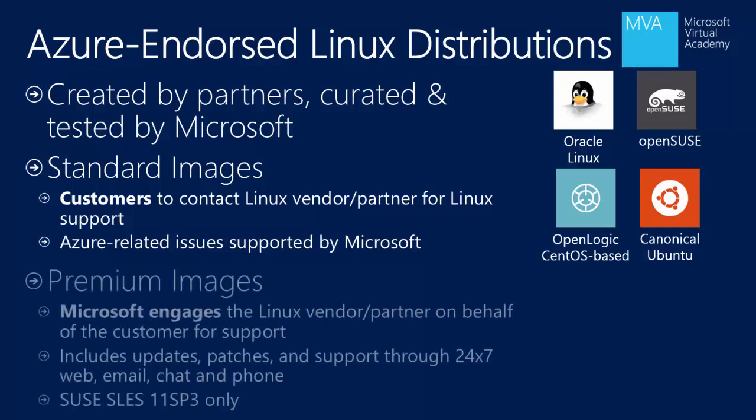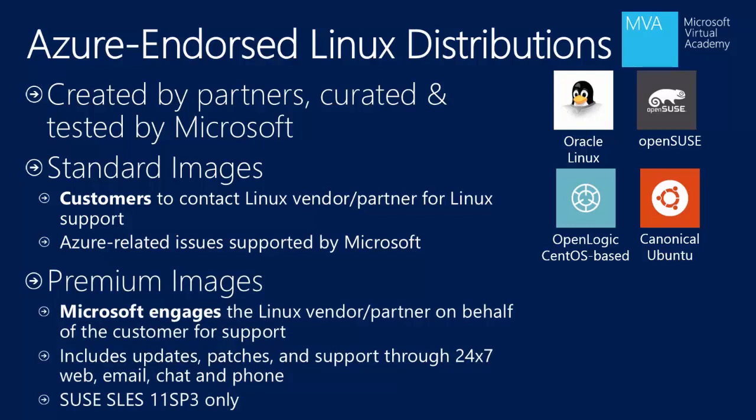The other type is called premium images. The difference from standard images is that Microsoft engages the Linux vendor partner on behalf of the customer, as you. So even if you have a problem with the Linux distribution, you may call Microsoft to get support. For the time being, only SUSE Linux Enterprise Server 11 SP3 is the premium image available in Azure.